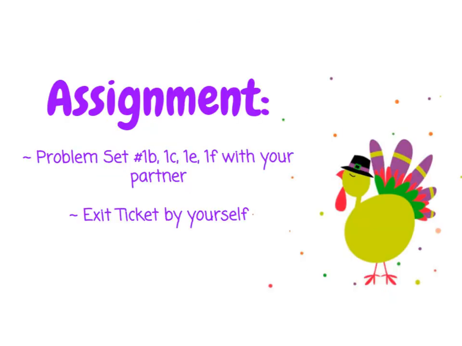Your assignment for today is to work on the problem set number 1B, number 1C, 1E, and 1F with your partner. Make sure that you check the answer keys at the front of the room. Next, you're going to complete the exit ticket by yourself. Make sure your name is on it and you can put it in the turn-in tray. Your problem set can go in your take-home folder on the Leave at Home side.